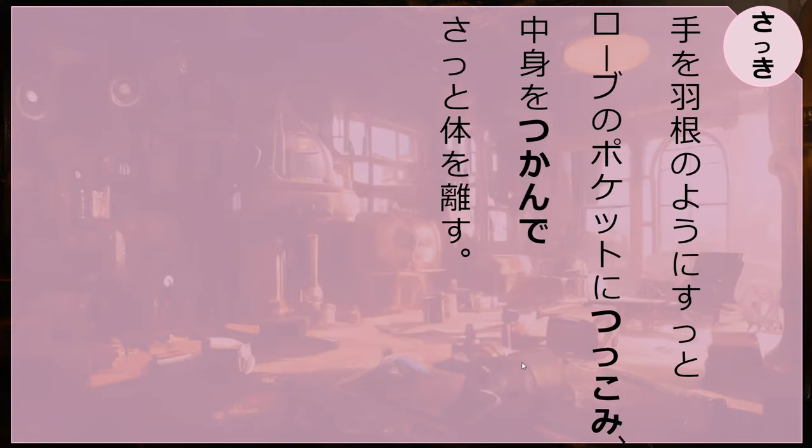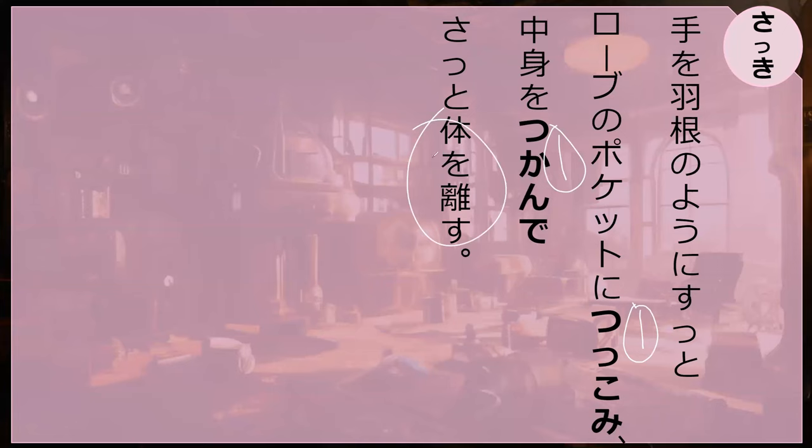So I have two words here that are different words, and they both start with t. Can you tell me what they mean? So here we have poketto ni tsukomi, to stick into the pocket, to thrust into the pocket. Exactly. And this other one is nakami wo tsukande. This is tsukamu, as in to hold on. Perfect. To put your hand around something. Exactly. I stick my hand into my pocket. My hand surrounds a context, and then I leave the body.